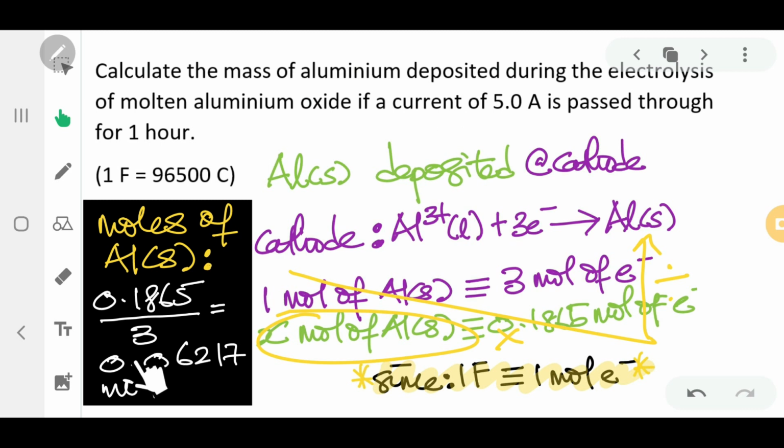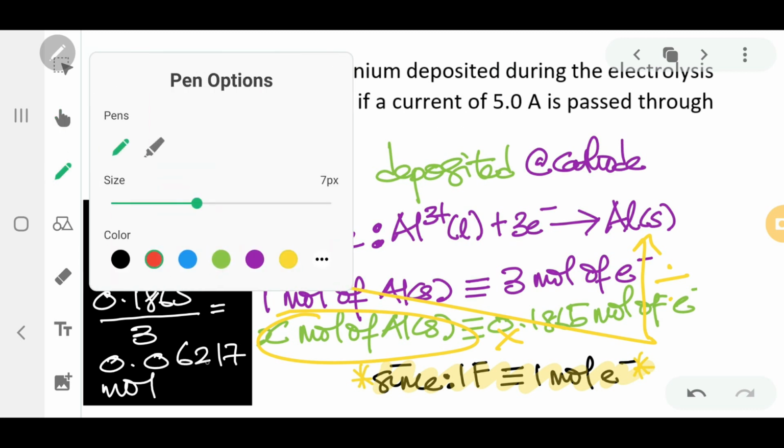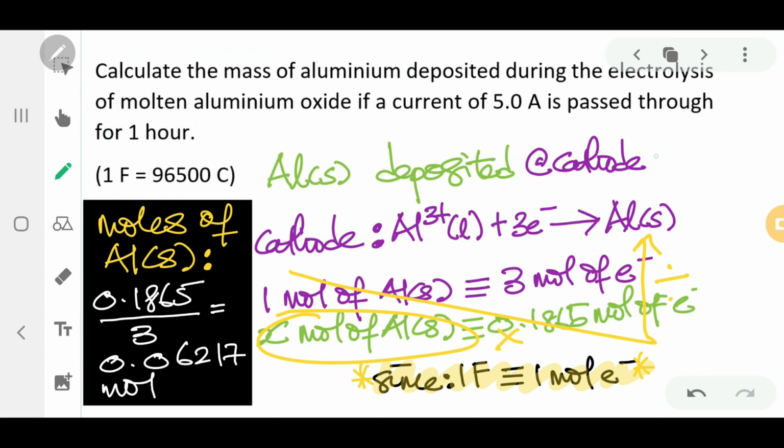So you get 0.06217. So in exams, you would be able to get 1 mark for this. You get 1 mark for this proportionality, and then you get 1 mark for that.